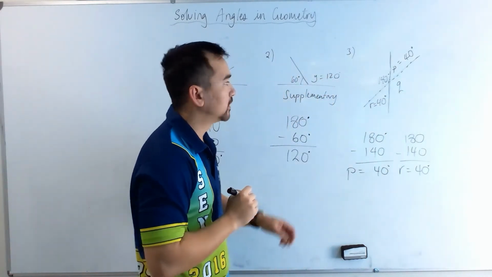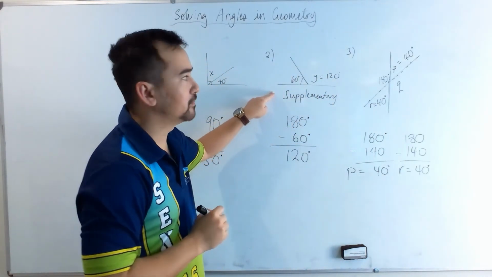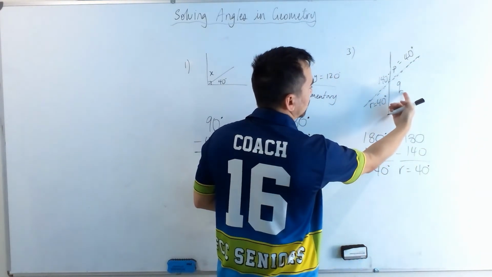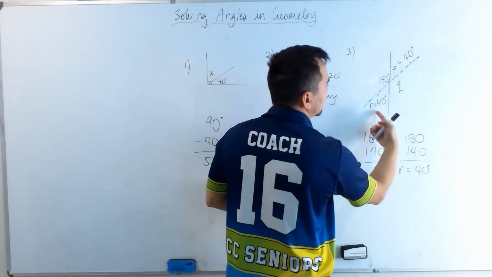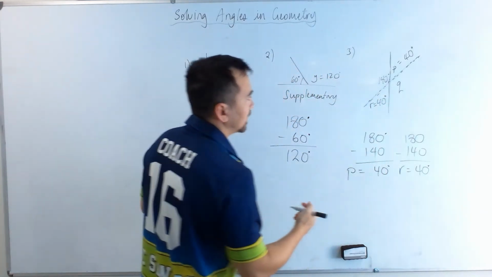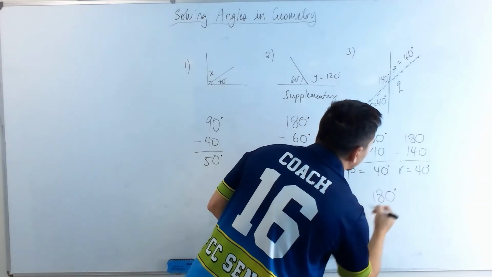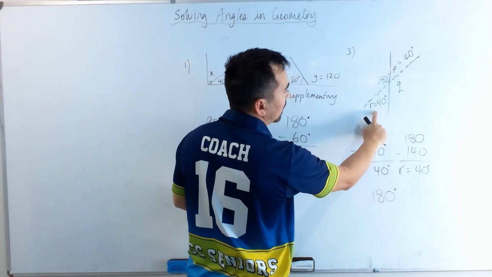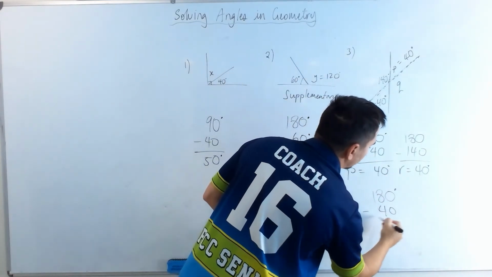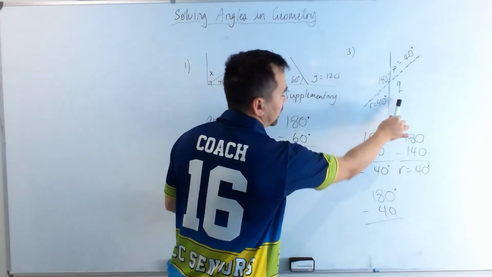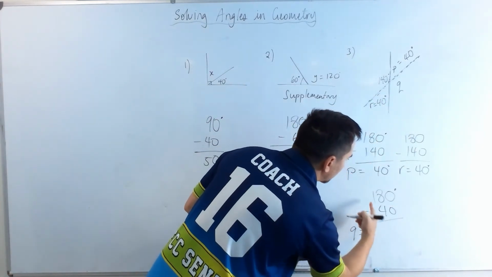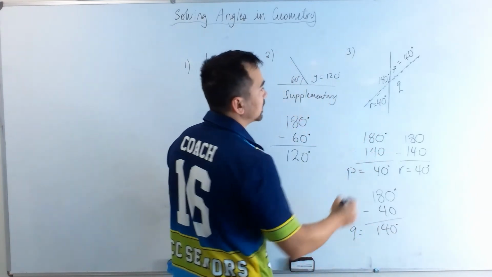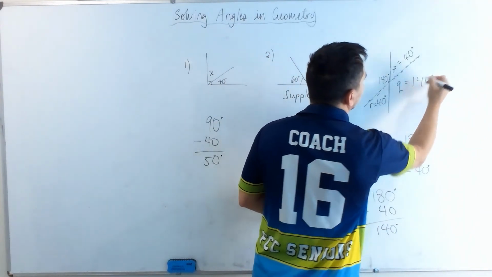Okay, now we're going to use the supplementary rule one more time. Going back to this one here, we have Q and R on the same line. So we could say that to solve for Q, we're going to do 180, take away R, and that will solve Q for us. Okay, so 180 take away 40 is 140, and so Q is 140 degrees.